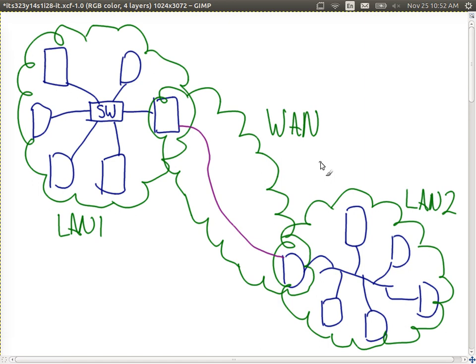The problem is that to allow any computer to communicate with any other now, they need to all speak the same language. So inside the LAN, the devices use Ethernet, for example. And inside this LAN, they may be using Wi-Fi or some token ring or some other technology. And across the wide area network, maybe using optical fiber and some technology called SDH, but a different technology. And they don't necessarily work together.